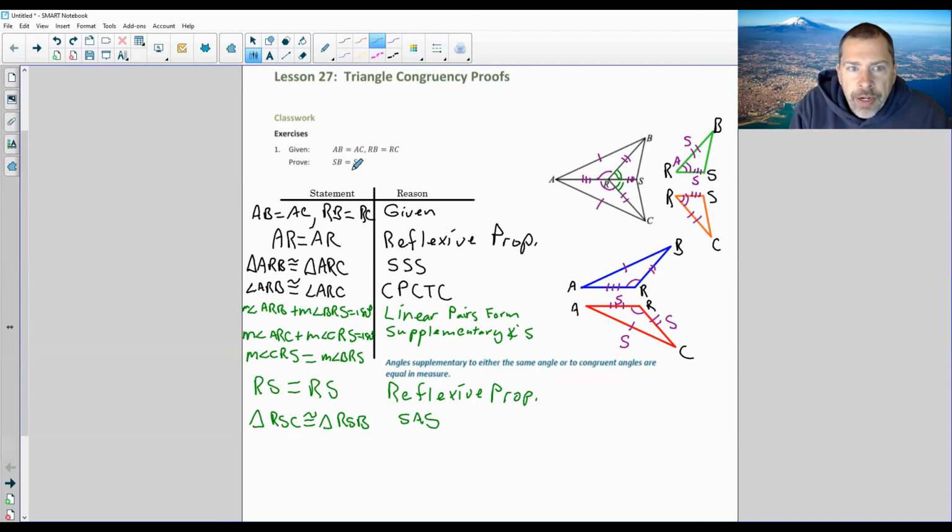Okay, and now I can state what I'm trying to prove. So here we go. SB equals SC. So these two triangles are congruent now. So SB, 1, 2, 3, 4, is equal to SC because corresponding parts of congruent triangles are congruent, or if you prefer, corresponding sides of congruent triangles are congruent. And there we go.